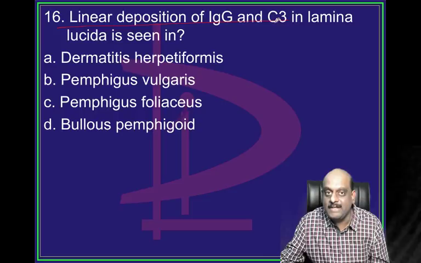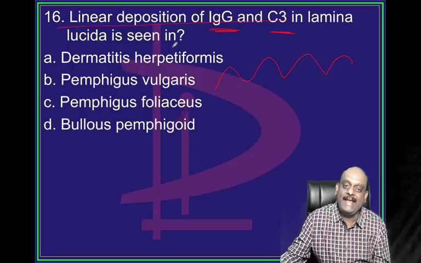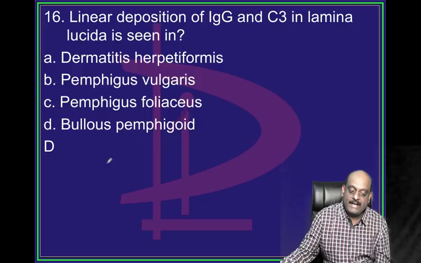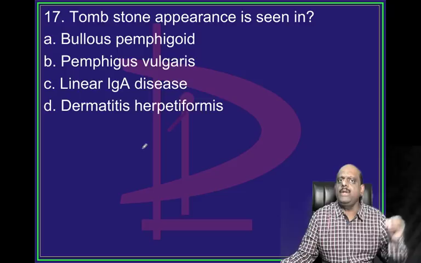Linear deposition of IgG and C3 in the lamina lucida. Where do we see that? We see it in case of bullous pemphigoid. Tombstone appearance, where do you see that? We see it in case of pemphigus vulgaris.